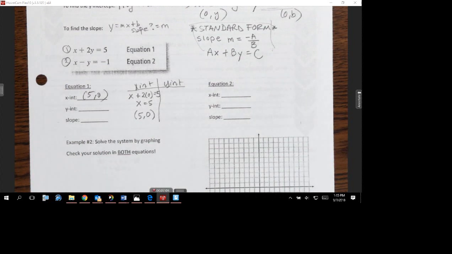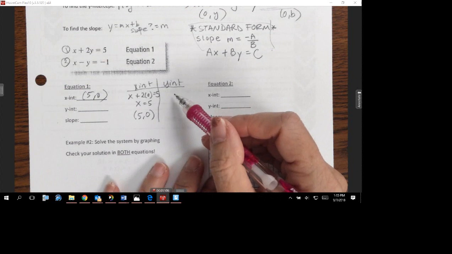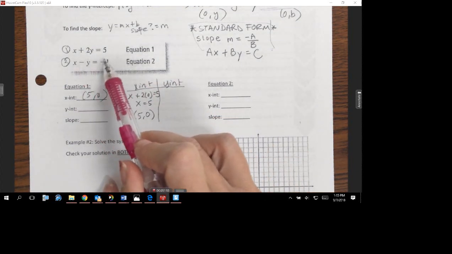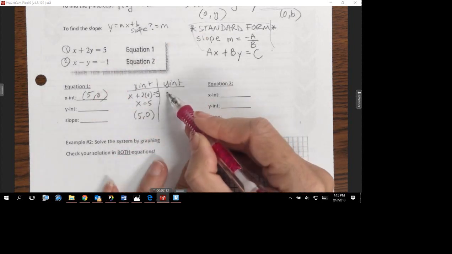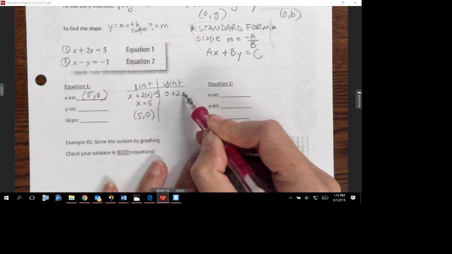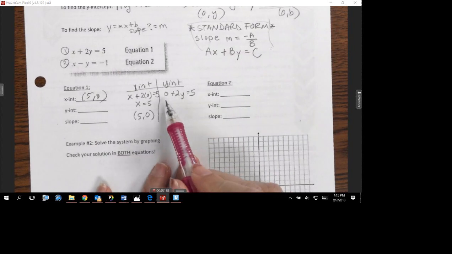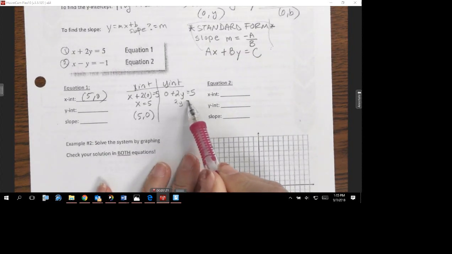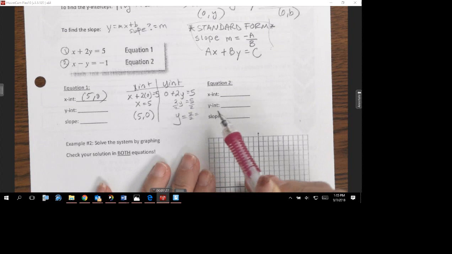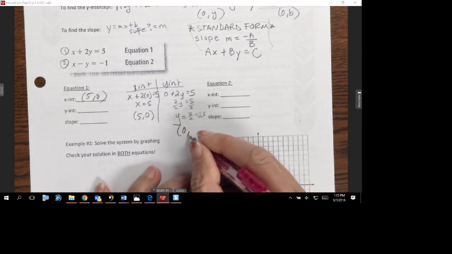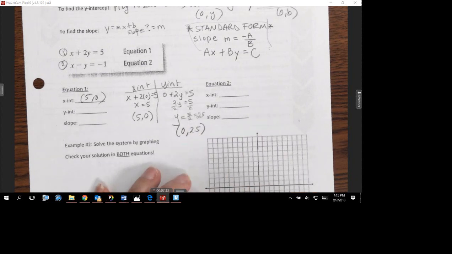Now we do our y-intercept. We're going to plug in 0 for x, because this is not in y equals mx plus b form. So I'm going to plug in 0 for x instead. 0 plus 2y equals 5. Now I solve that for y. 0 plus 2y is 2y equals 5. Divide by 2. y equals 5 halves, or you could say 2.5. So (0, 2.5).